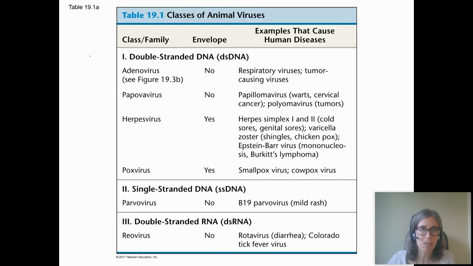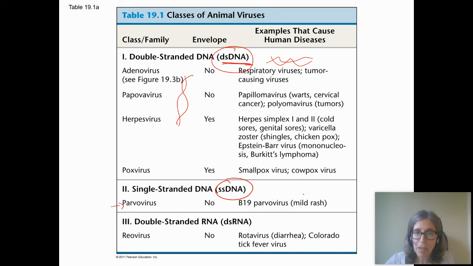So here are just some examples. The adenovirus, papillomavirus, herpes virus, pox virus. These are all double-stranded DNA viruses. Do not memorize it, but do know that some viruses have a genome that's double-stranded DNA. A's, T's, C's, and G's. Ooh, that is a really bad double-stranded DNA. That's better.